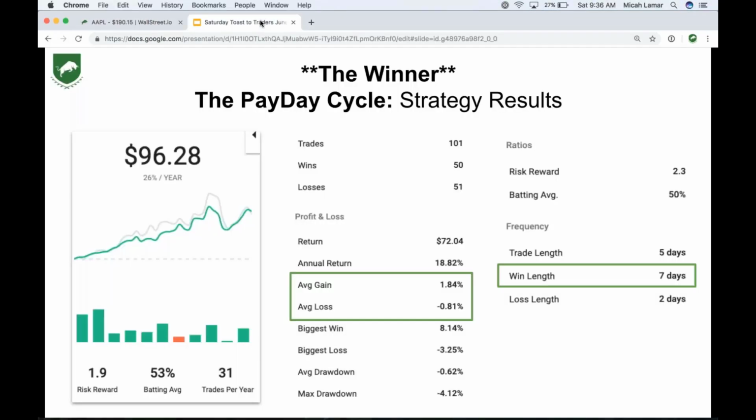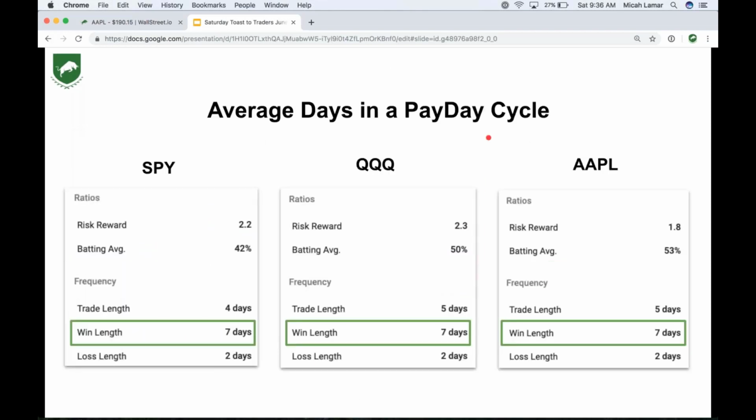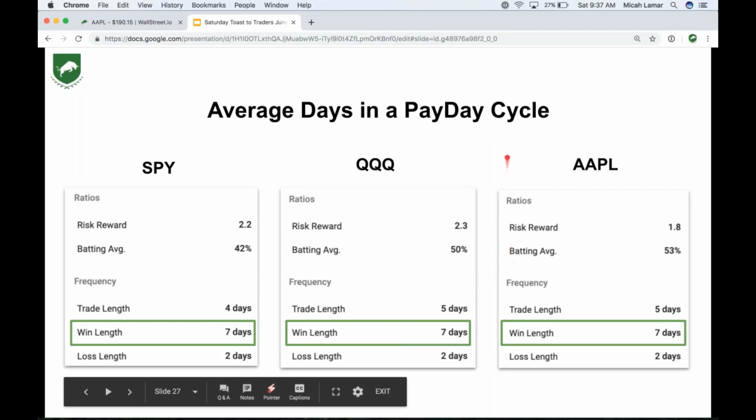Let's go and jump back to the slides, okay? So again, looking at the payday cycle strategy, this is just your basic form, which is buying the first green, selling the first red. But I showed you how to improve this by multiples, right? We took our average gain from 1.84 up to over 3%, which is pretty cool. So, average days in a payday cycle. When I looked at the SPY, the Qs, and Apple, and backtested the general standard payday cycle, we have a win length of 7 days. Why is that important to know?